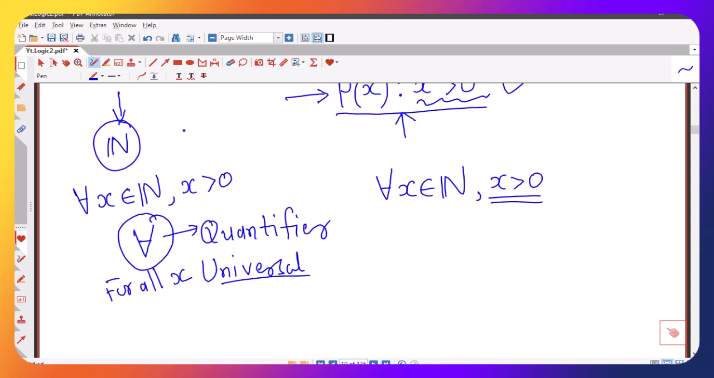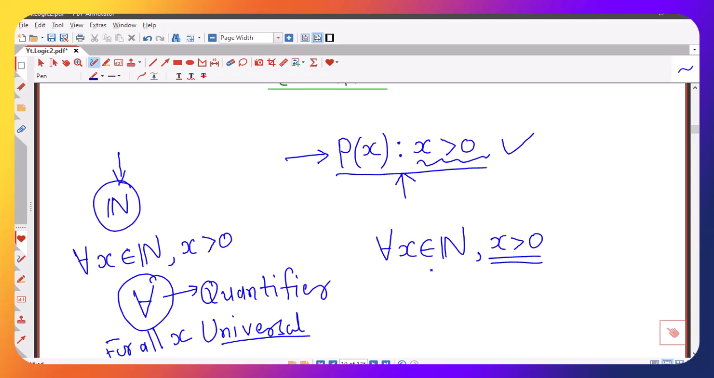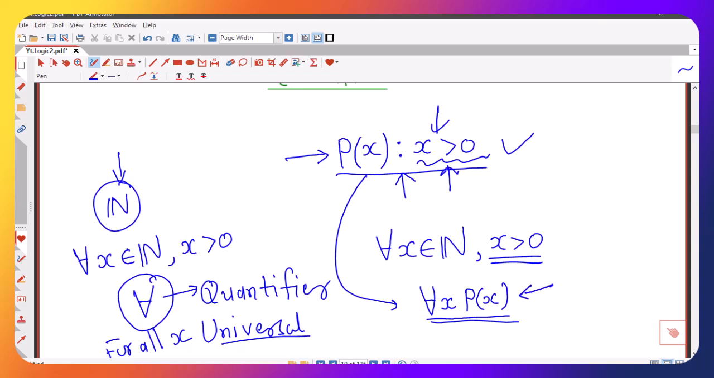So this statement function can be quantified in this way. We can write that for every x P of x is true, simply in this way. First we denote P of x by x is greater than 0, and when we write for every x P of x, that means every natural number is greater than 0. So this is called quantification of this statement function. This symbol is called the universal quantifier, and it means for every x or for all x. But here the domain is important.